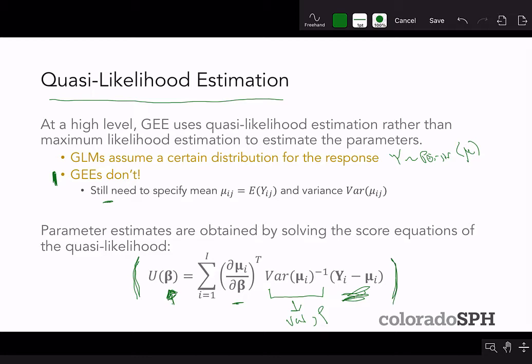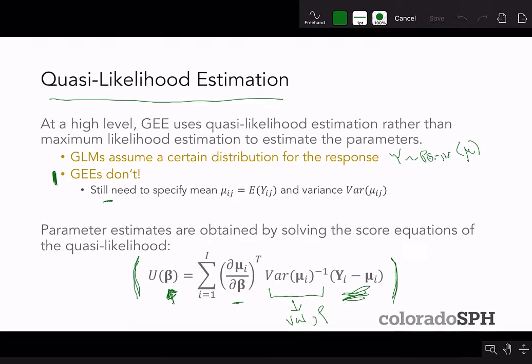So because of the way that the score equation is written out here, what this means in practice is you're going to use this to solve for your betas, which means that your betas are going to be a function of the mean structure you specify, as well as the variance you specify, and the correlation structure, as well as your observed data.